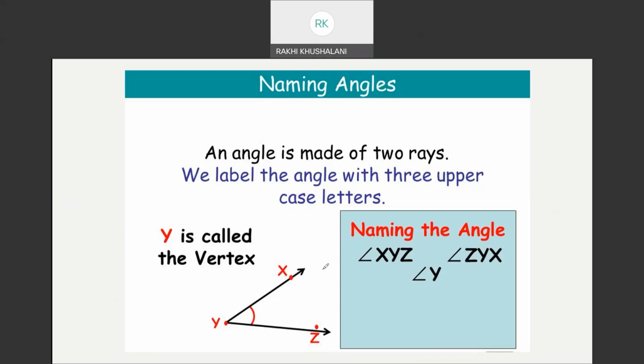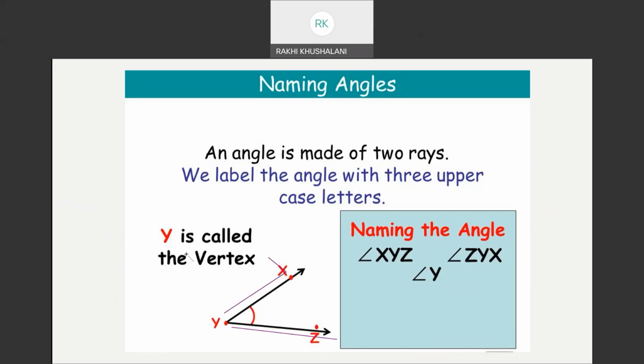Okay. Now, again, YZ is the base of the angle, and XY or YX is the moving ray. This one, YZ or ZY, is the base of the angle, and YX or XY is the moving ray of the angle.